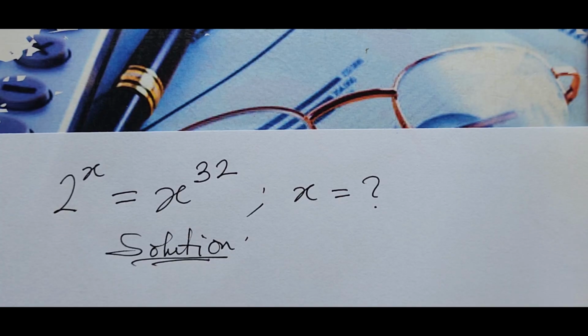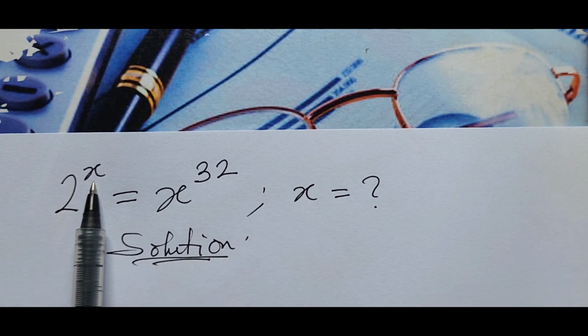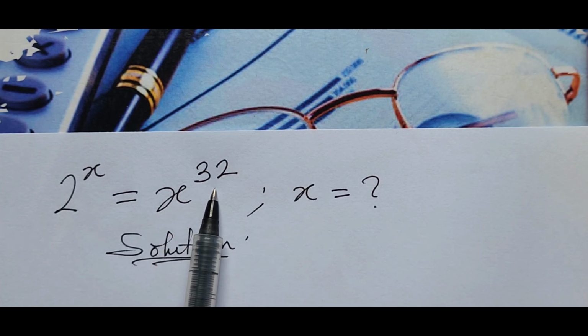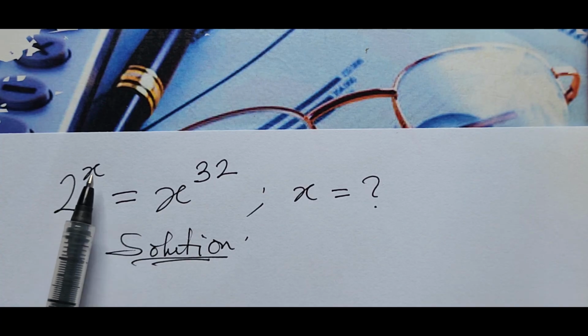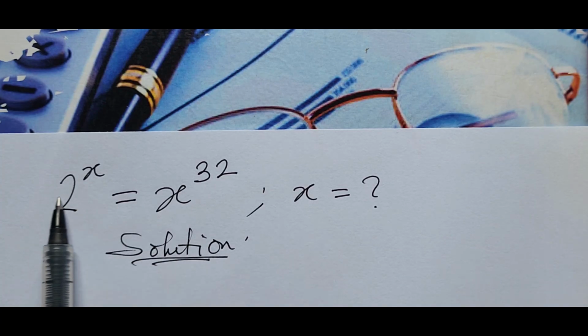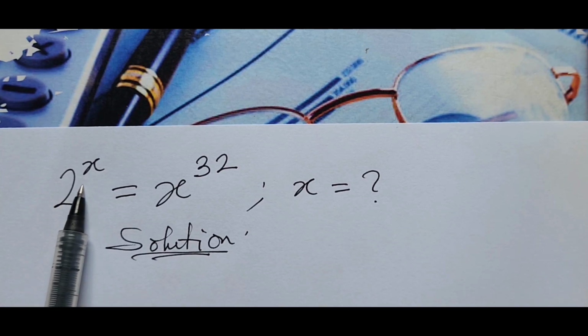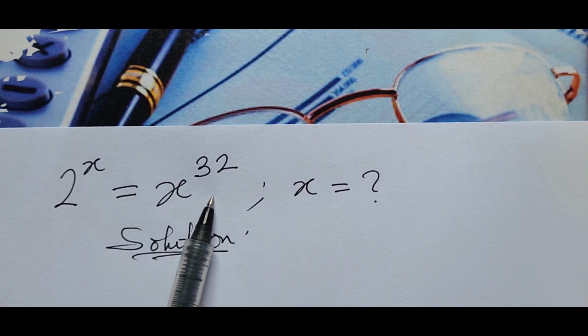So the first tool we are going to use here is to eliminate these variables. In other words, we want to make all the terms that have x be on one side and the constant terms on another side. And for us to achieve that, we're going to raise both sides of these expressions to the power of 1 all over 32x, because here we have x and here we have 32.